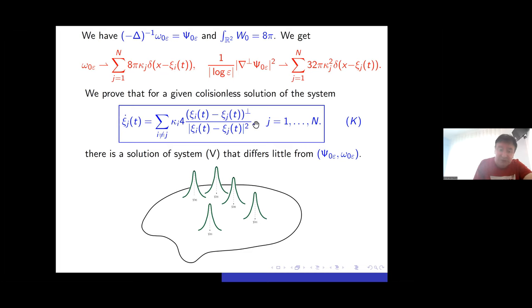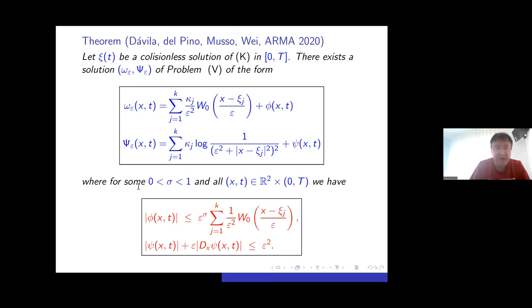Okay, what we prove is that if you start from a collisionless solution of the system K, then there is a solution of the Euler equation that differs little from this psi zero epsilon, omega zero epsilon centered at the solution. Okay, this is the bottom line. So what I am looking for are true solutions of the Euler equation that look like these copies of the corresponding bubble generated by omega zero. Okay, so this is what I am looking for. So this is the result.